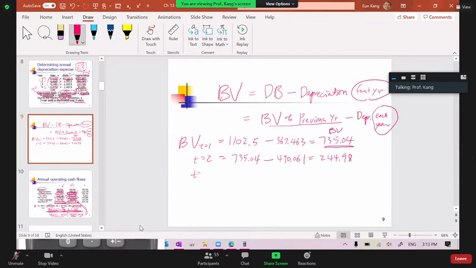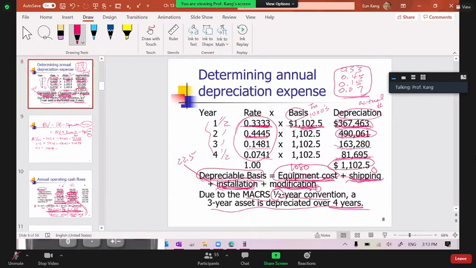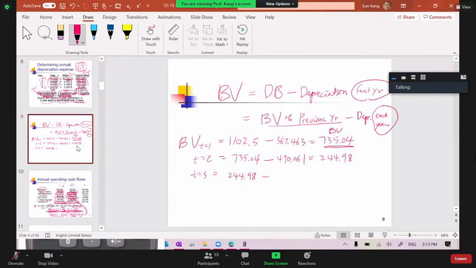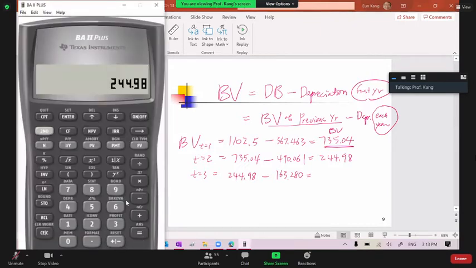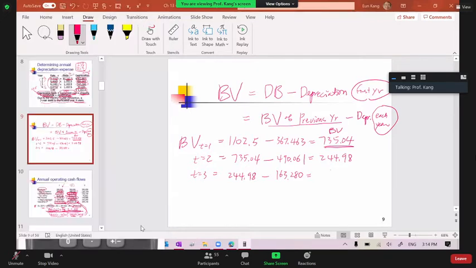Book value at t equals 3 is the previous book value, 244.98, minus each year's depreciation. So year 3 depreciation is 163.28. This one minus 163.28 gives 81.70.